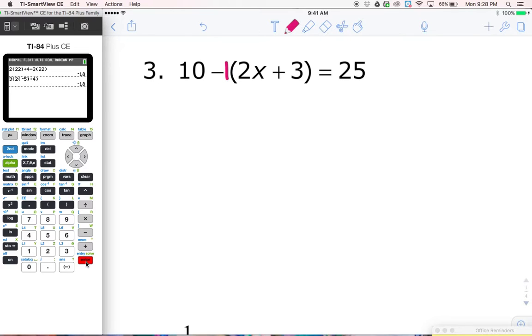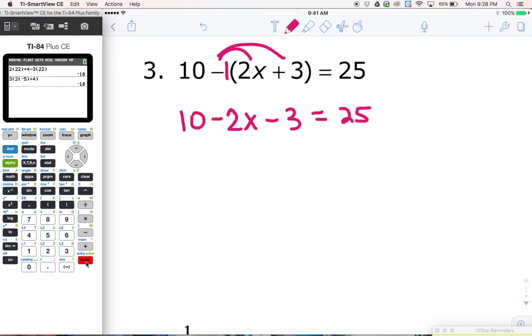So we're going to notice that that must be a -1. And we're going to distribute the -1. So the 10 is just kind of staying the same for now. So we got -1 times 2x, which is a -2x. And we got -1 times 3, which is a -3. And this is going to be equal to 25.